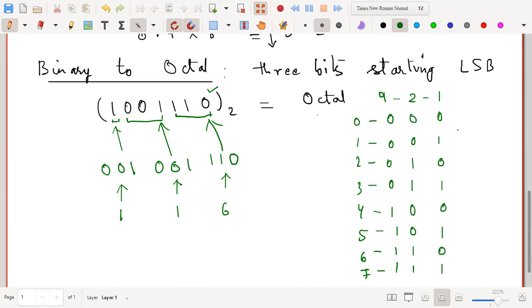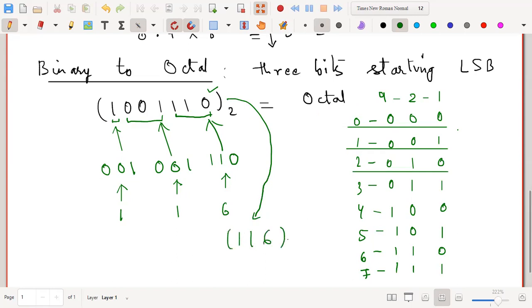So now you see 0 corresponds to 0 0 0, and 1 corresponds to 0 0 1. Similarly, 2 is 0 1 0. So from here you can easily pick up and place the values. This octal number which is given in the question is equal to 116 to the base 8. This is how you do the conversion from binary to octal.